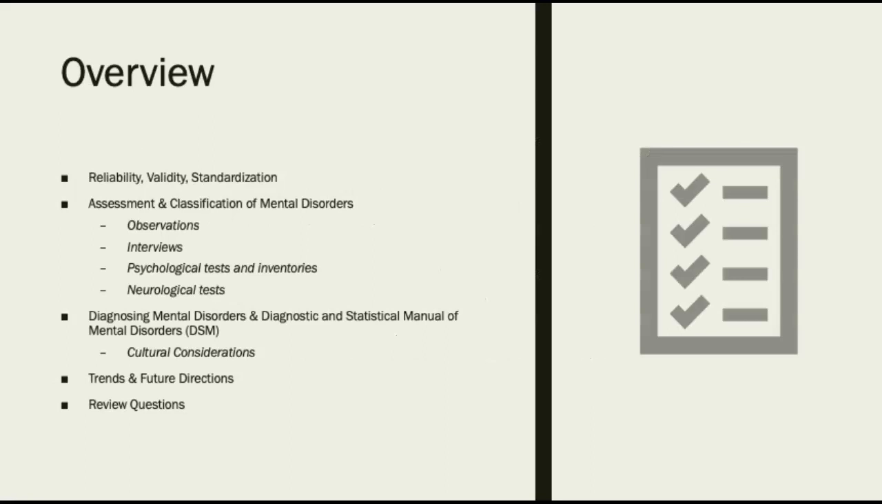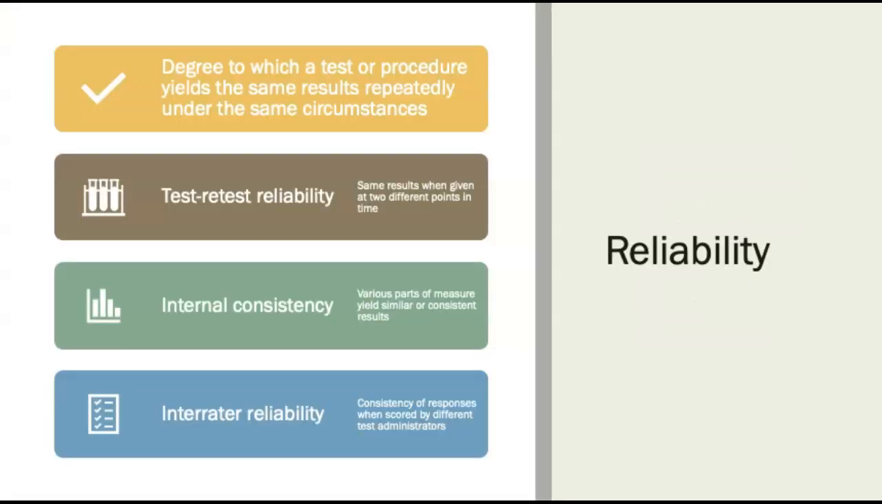Here we have a brief overview. We will discuss reliability and validity. We will take a look at assessment and classification. We will take another look at the DSM-5, including cultural considerations, and we will end, as usual, with a discussion about trends, future directions, and a slide of review questions.